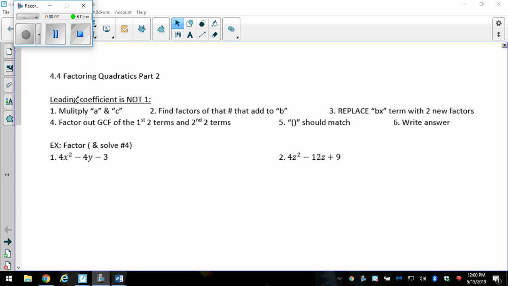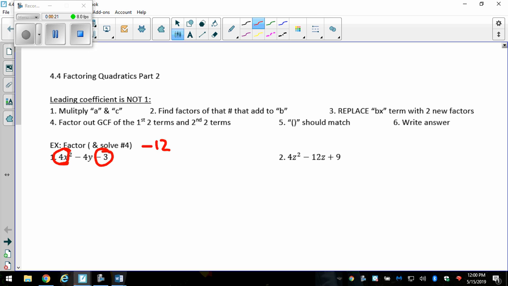So today we're going to be factoring when your leading coefficient is not 1 this time. So unlike the last time we had a 1 there, now we're going to have a number. So we're going to follow these 6 rules, and I'm going to show you what they look like with the first example right here. The first one says to multiply your A and your C. So the 4 and the negative 3 is step 1.